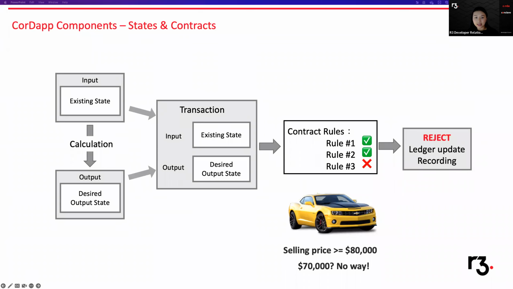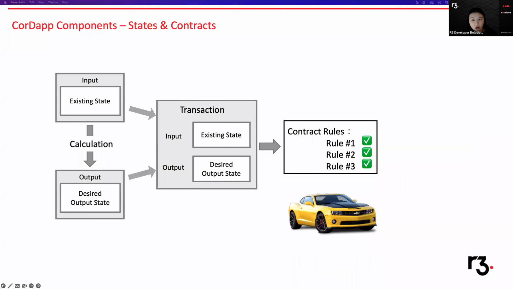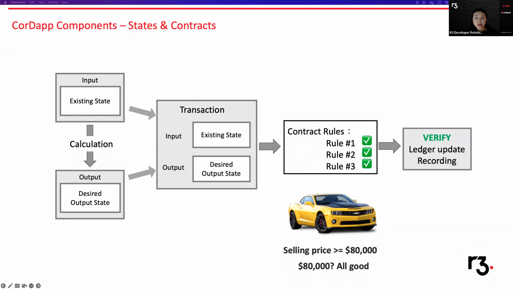So let's see a passing example. Back to our car. If the minimum selling price is set to be 80,000 USD, as we had in the same example previously, and the proposed ledger update is to sell that car for 80,000 USD, then it's all good. And the contract rule will therefore pass as a minimum of 80,000 USD has been met. This means that the transaction can update the initial input state in the ledger with the proposed output state because the verification process has passed and the ledger update request has therefore been accepted.